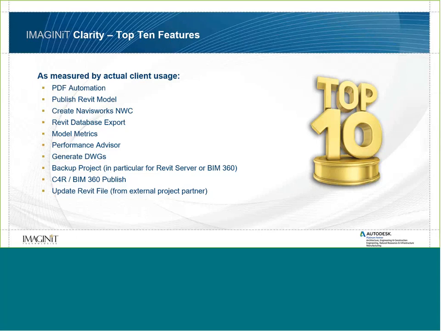And here's our top 10, 1 through 10, of the tasks that are most commonly performed in Clarity across the globe. As I mentioned before, PDFs are way up there at the top. Generate DWGs, I was surprised by how far down in the list that was. I was surprised by how high in the list publishing a Revit model was. So the idea of publishing a Revit model is, again, I referred to it before, but where we can say, let's say every Friday you need to send an updated model to other partners working on the job with you.